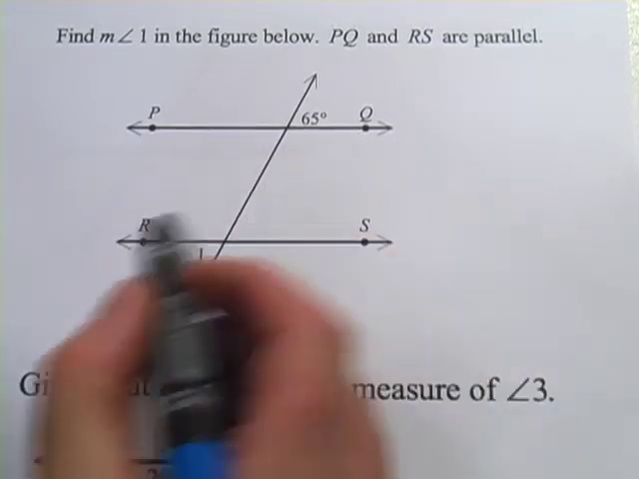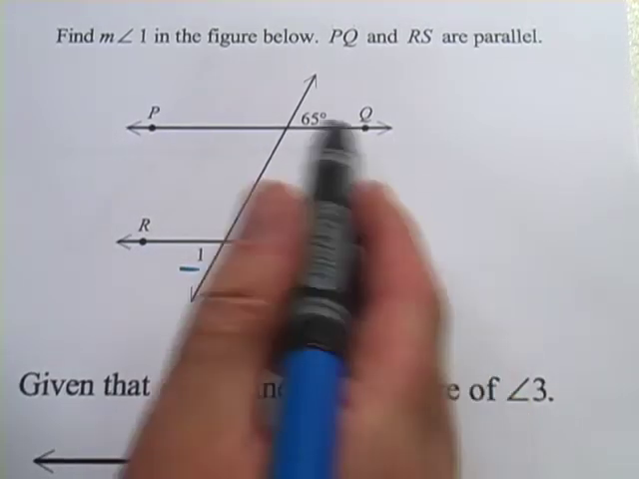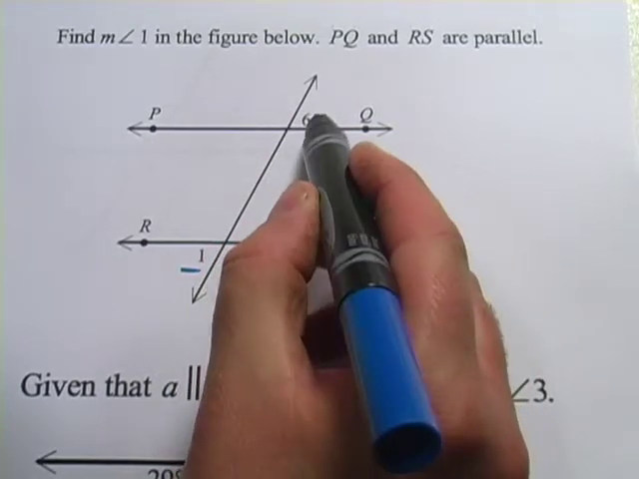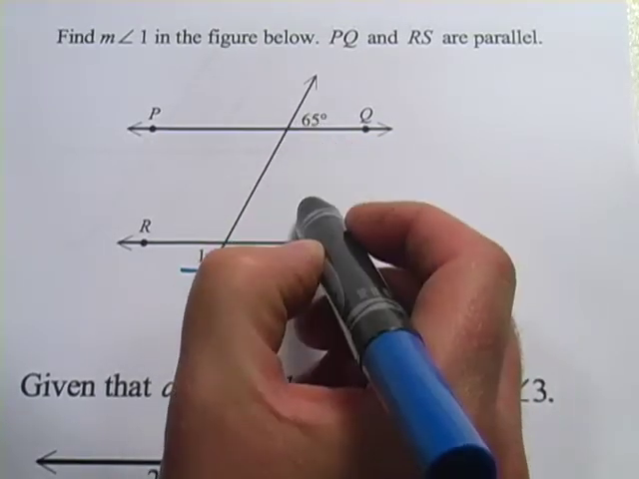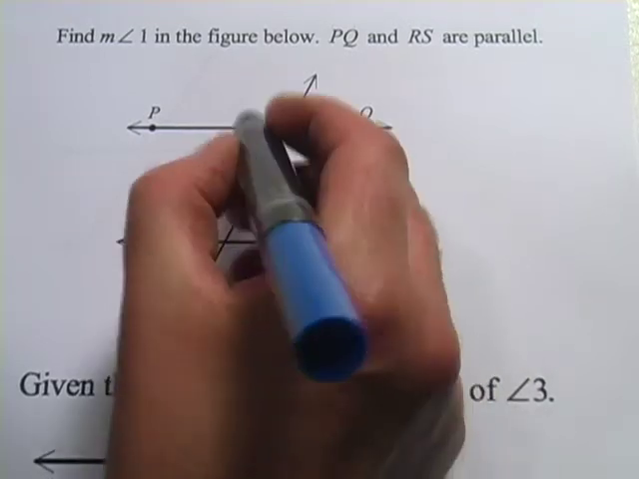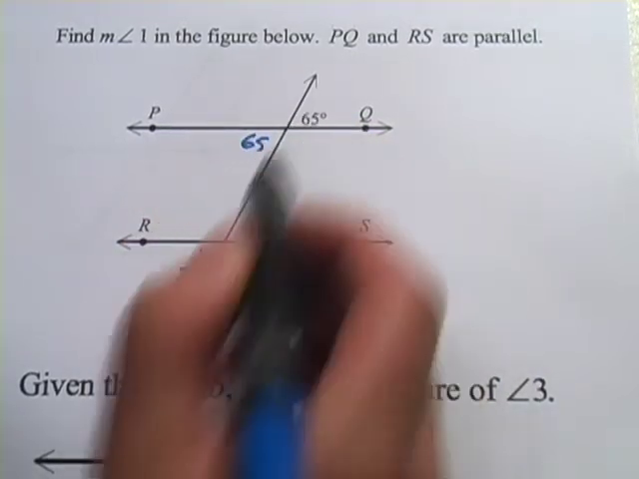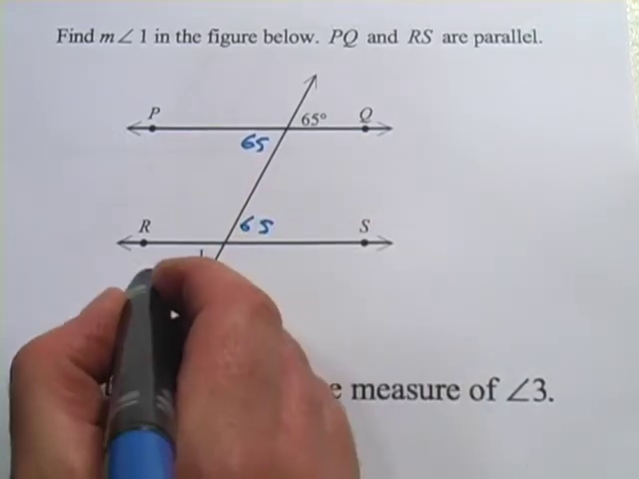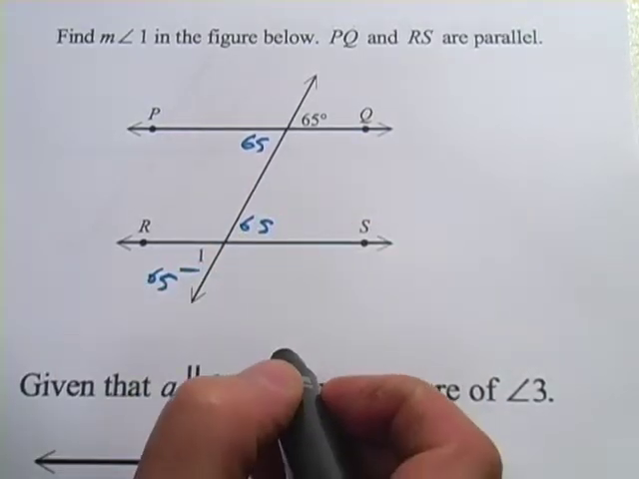Well, once we know that PQ and RS are parallel, this is a piece of cake, because in a transversal you really only have two angle measures. You have, and here they've given us one, 65 degrees. This is a vertical angle here, so I know this is 65. I've got two corresponding angles down here, so this is 65 and this is 65. I don't even have to go any further than that.